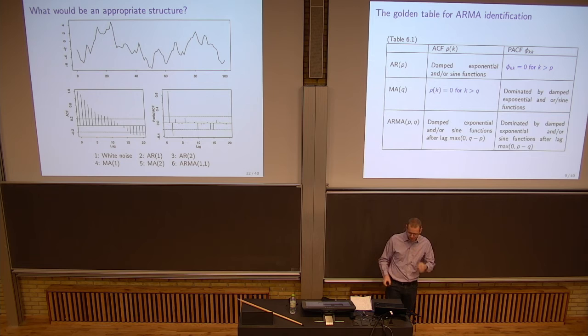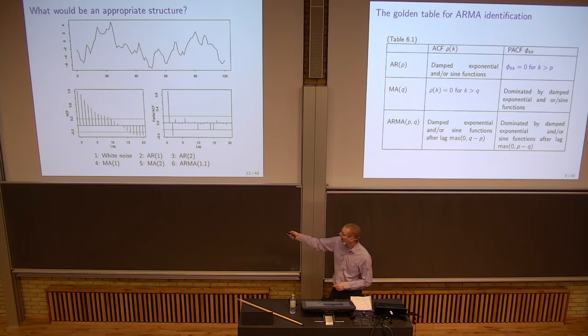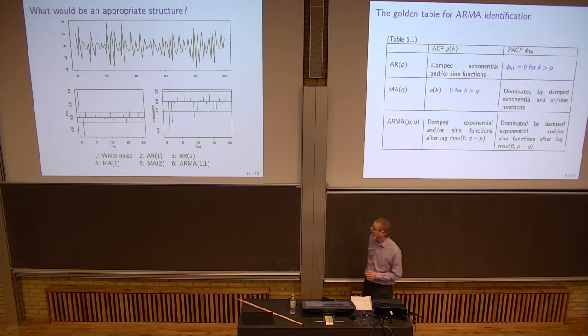Okay, are you ready for this one? Yes. 1, 2, 3. Three. So yes, it's an AR2 model because you have two significant peaks in the partial autocorrelation function, and you see something exponential over there. Now, next model.